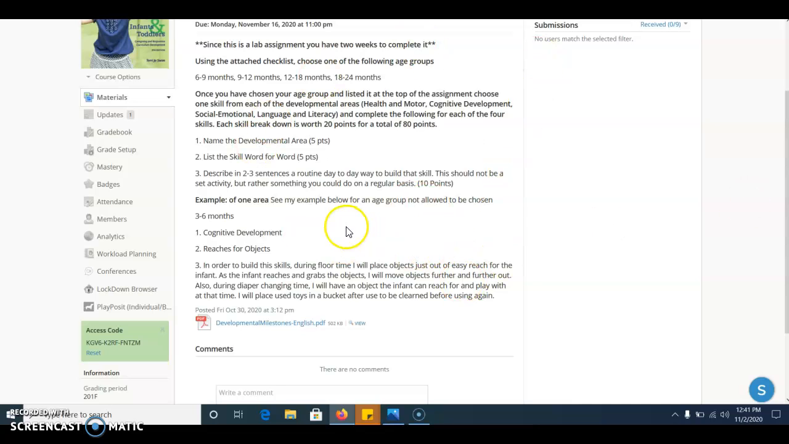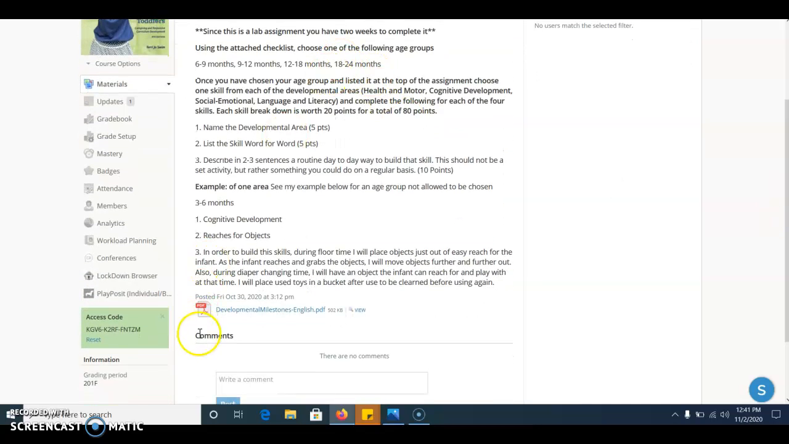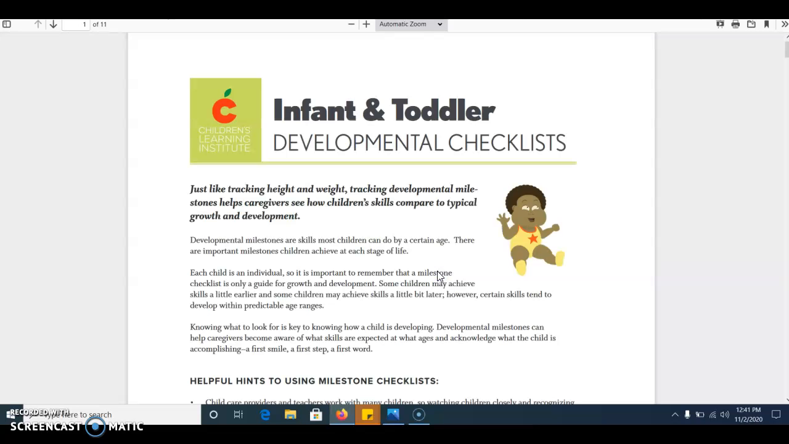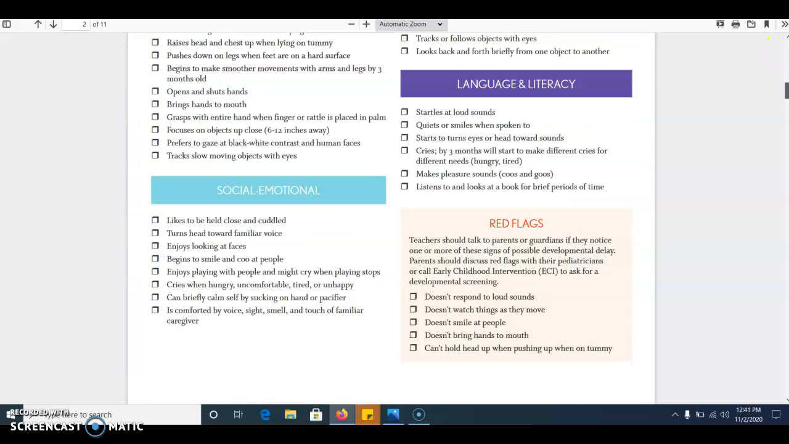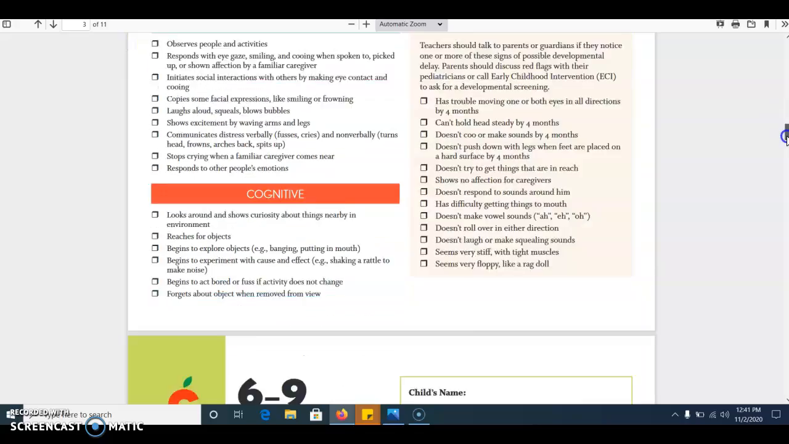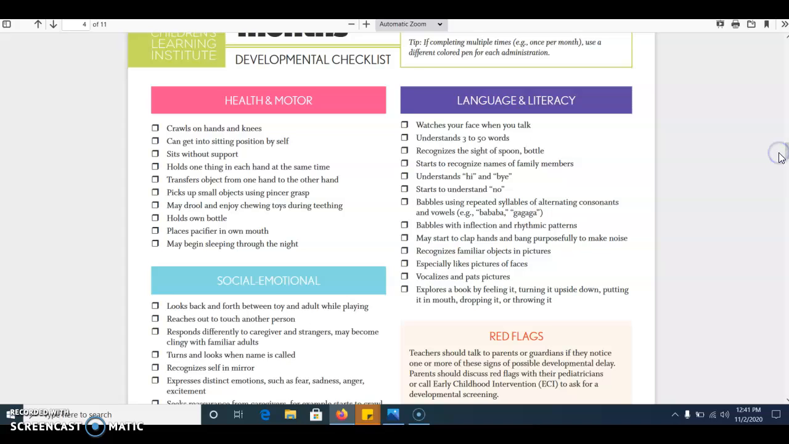The document that you need to use, and this is important, is here at the bottom, using the attached checklist down here. I'm going to open it up. Okay, it's the CLI Infant and Toddler Checklist. And here are the different areas. Remember, I said I chose 3 to 6 months. And you can choose each of the different areas. You may choose any of the skills, but remember, you're going to cover this with one skill under each area. So I should have 4 sections in your writing that tell me each of this.